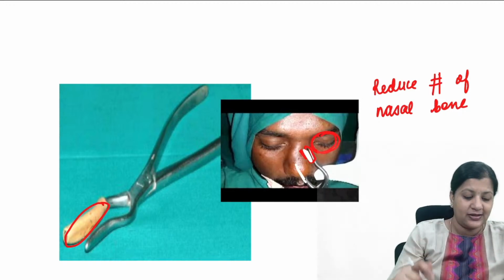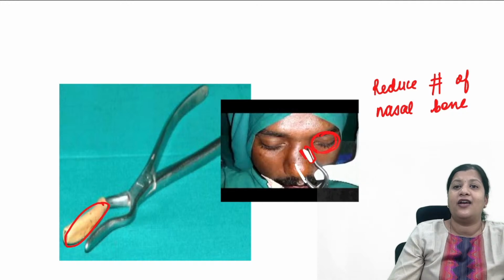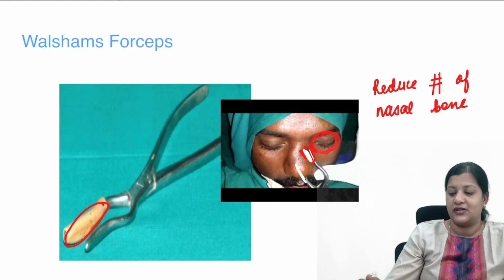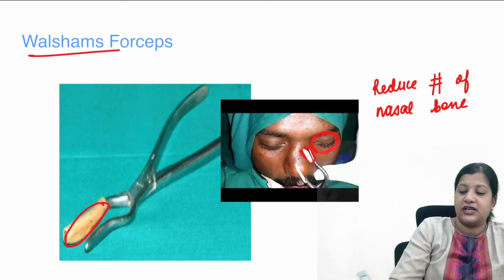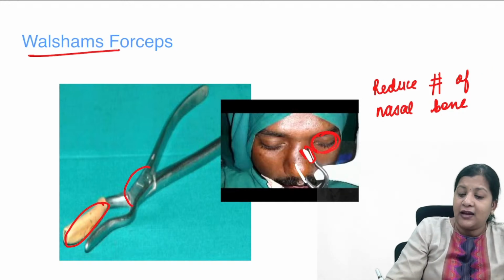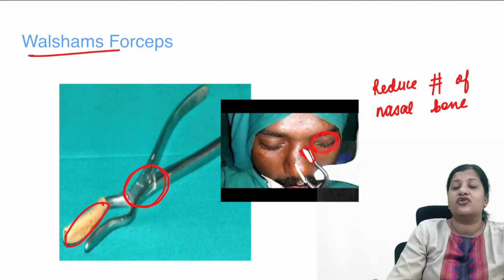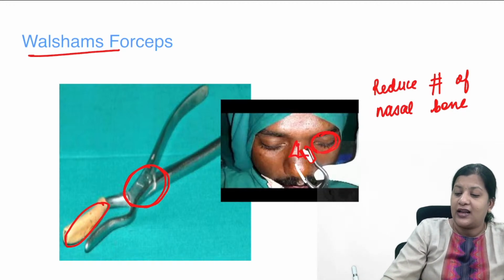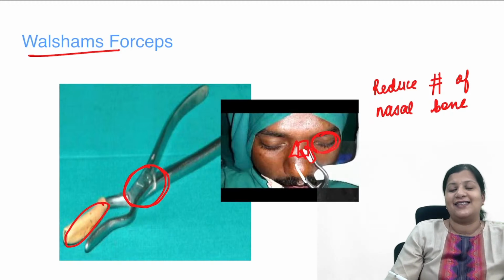So what is this called as? Yes, very, very good. This instrument is called as the Walsham's forceps. In Walsham's forceps, we do not see any bend happening here. It is a straight forceps. So this is called as your Walsham's forceps, which is used to correct any fracture of your nasal bones.